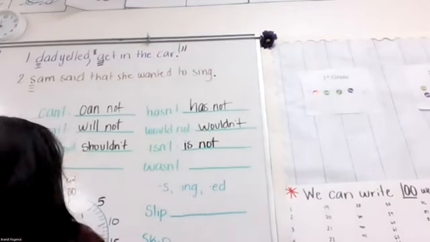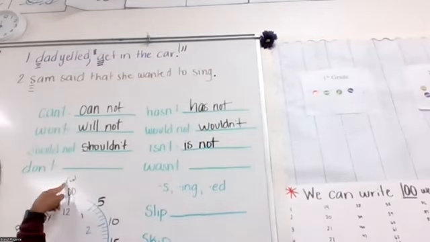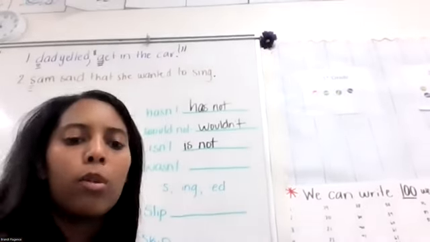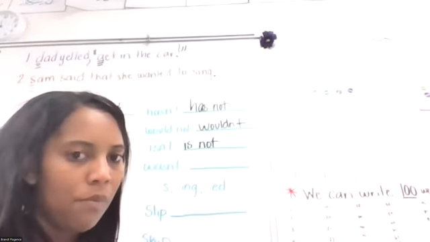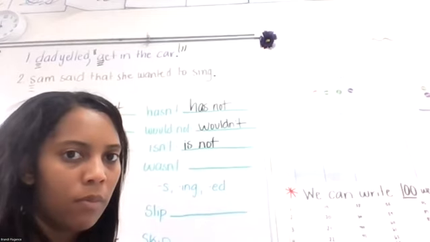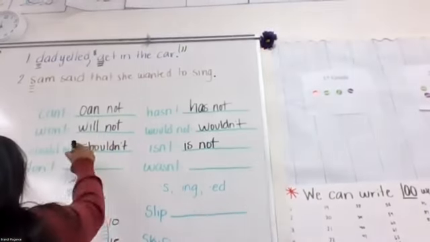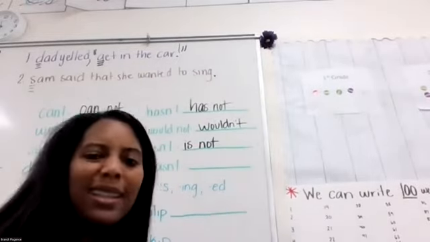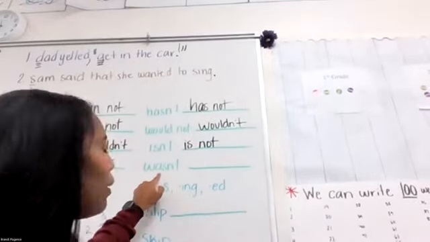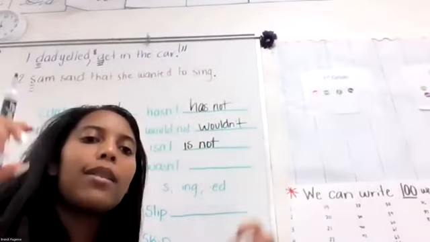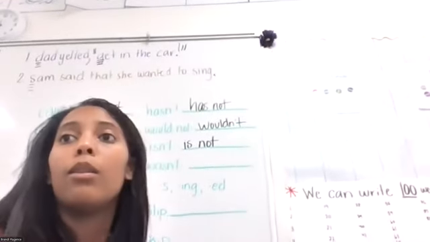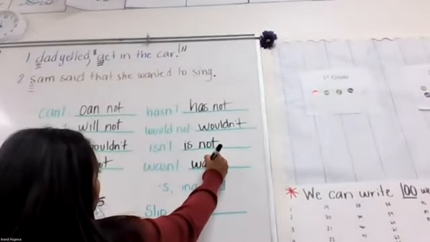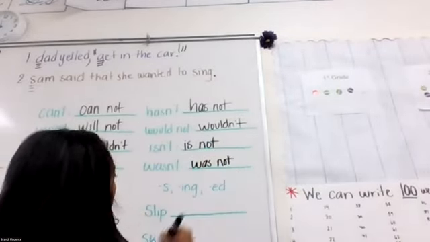Next we have don't. That's already contracted. What two words, if we pull it apart, make up don't? Lyric? Do not. Do and not. And then wasn't. Wasn't is already contracted. What will it become when I pull it apart? What two words make up wasn't? Was and not. Good. All right, awesome.